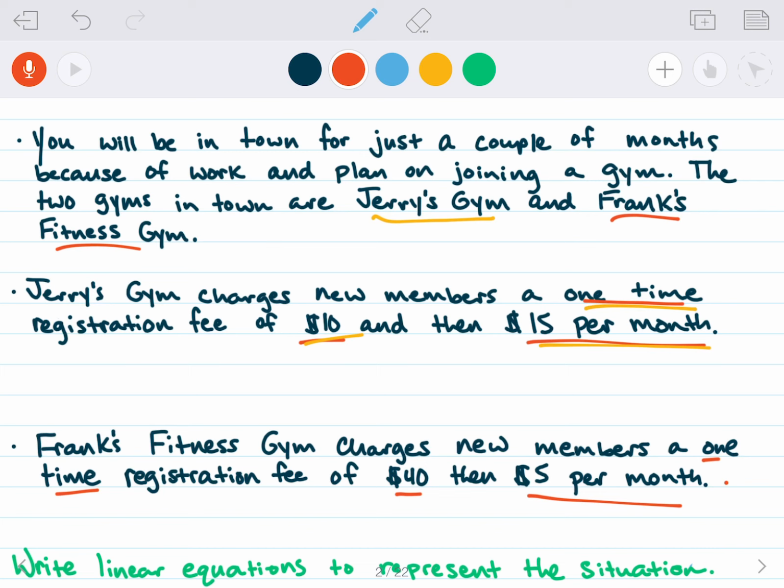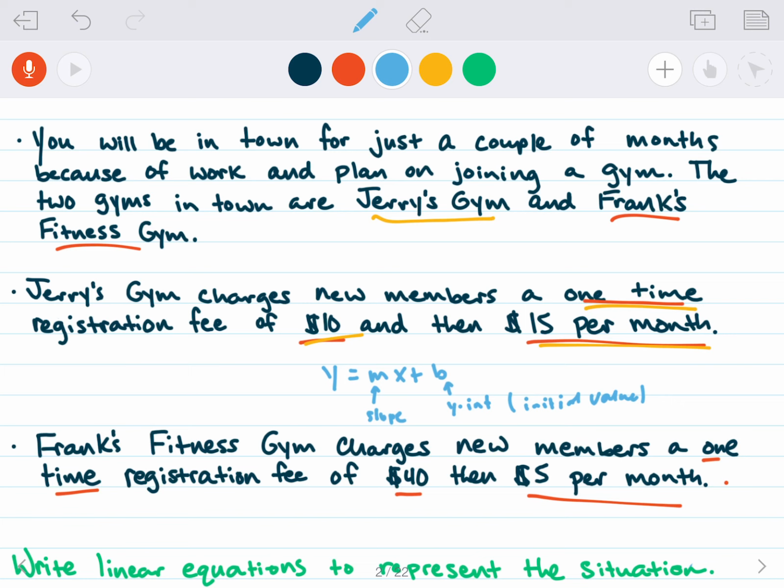Both the cost of Jerry's gym and the cost of Frank's gym are linear situations. So the first thing we want to do is write some linear equations to represent these situations. Remember, with linear equations, we can write them in the form y equals mx plus b, where b is the y-intercept, also known as the initial value, and m is the slope, or the rate of change.